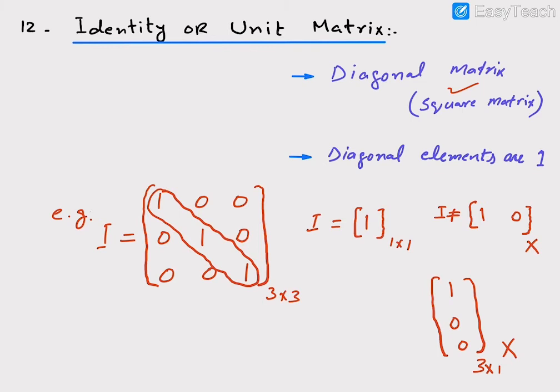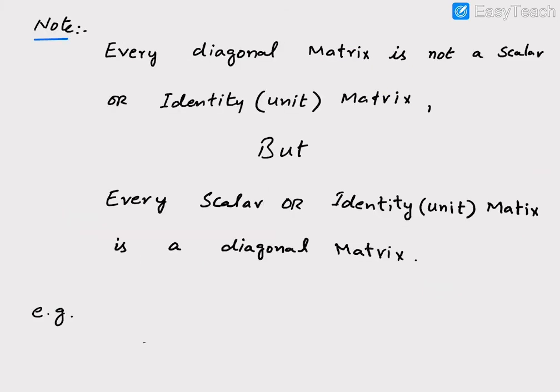Okay guys, so far we have learned 12 types of matrices. Remember this point in your mind: every diagonal matrix is not a scalar or identity matrix, but every scalar or identity matrix is a diagonal matrix also. Obviously, see this example: 1 0 0, 0 2 0, 0 0 3. The diagonal elements are 1, 2, 3. It's a diagonal matrix. It's not scalar and not identity matrix.